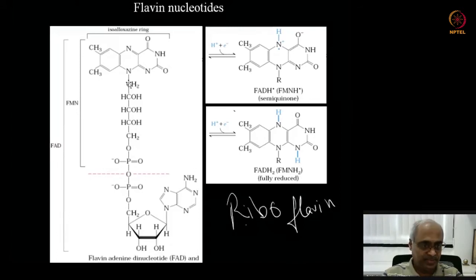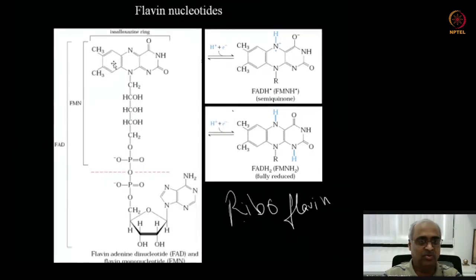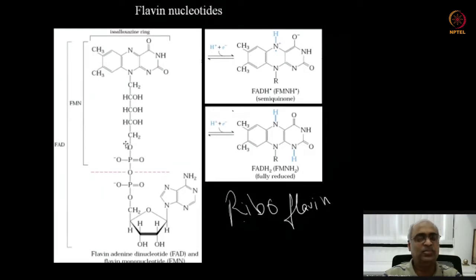This ring is called the isoalloxazine ring, and it is the one involved in temporarily carrying electrons. The part above this pink dashed line is flavin mononucleotide, FMN. This is the structure of flavin mononucleotide. And if it is in dinucleotide linkage with adenine nucleotide, just like in NAD, then you call it FAD, flavin adenine dinucleotide. So it exists in both forms. Some enzymes carry FMN and some carry FAD.